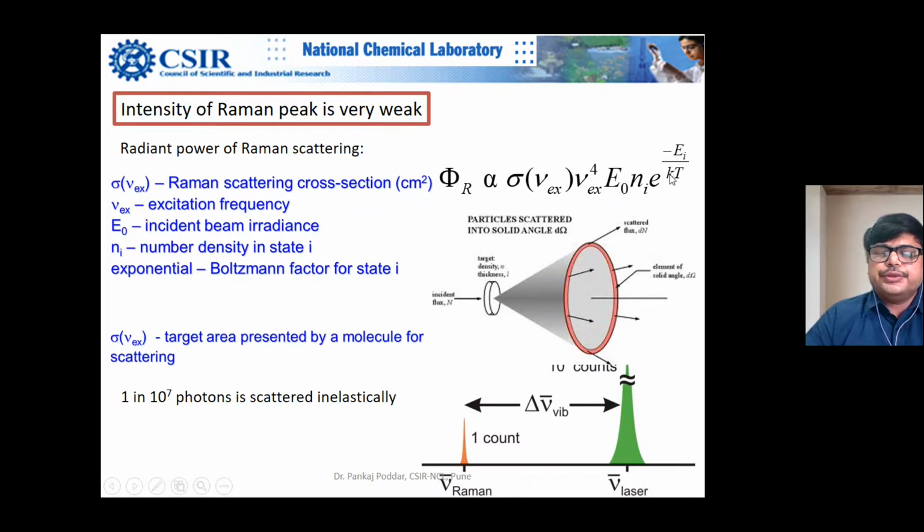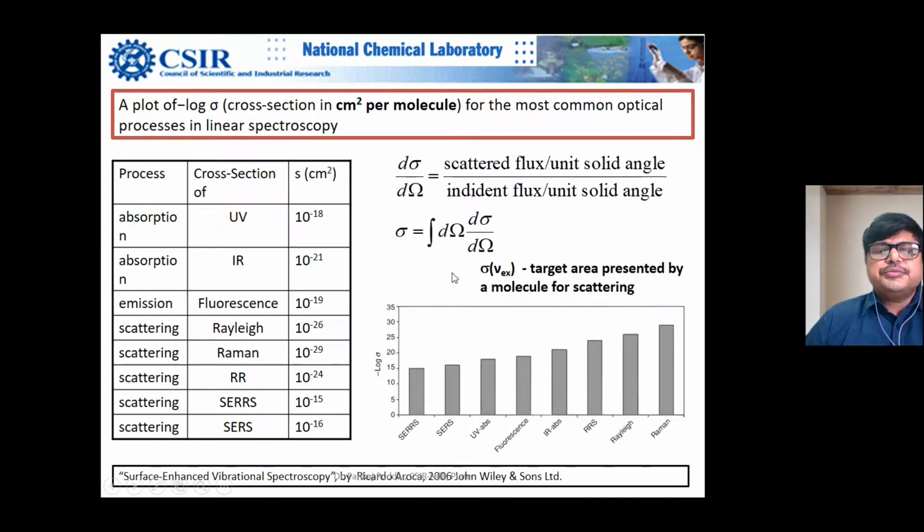This is a beautiful slide which shows a plot of cross section on a logarithmic scale. Here is the scattering cross section, and here we have SERRS, which is surface enhanced resonance Raman spectroscopy. Its scattering cross section is 10 to the power minus 15, somewhere here.